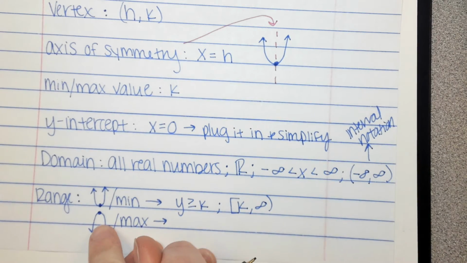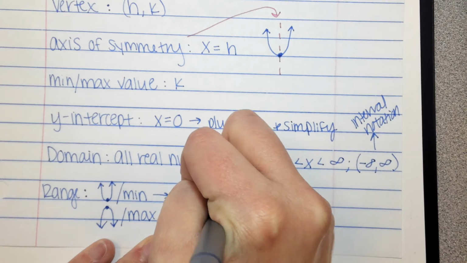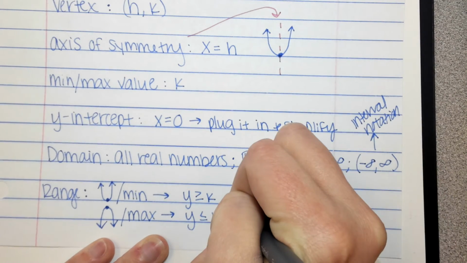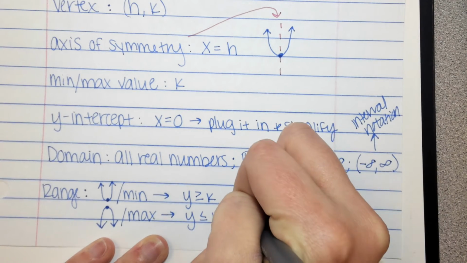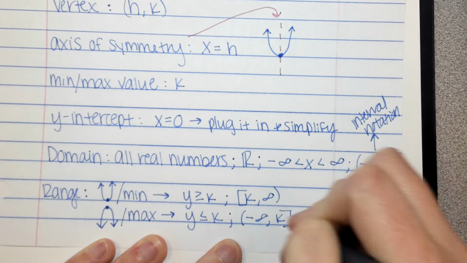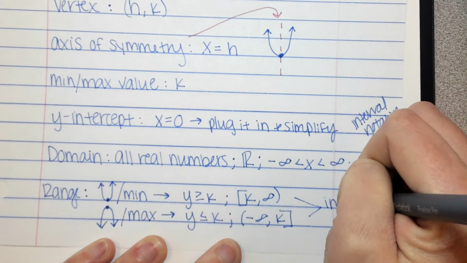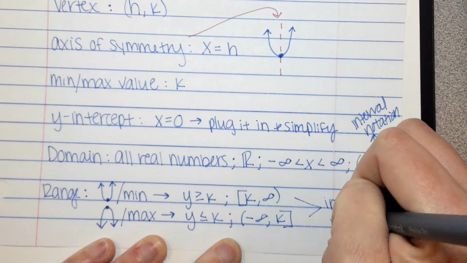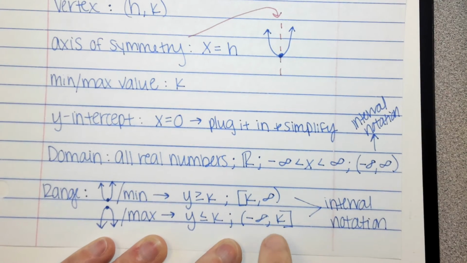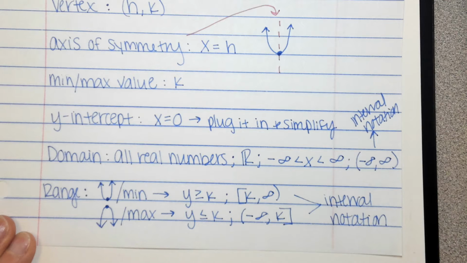All right, if you have a maximum and your parabola opens down, it's going to be y is less than or equal to k. And your interval notation will be parentheses, negative infinity, comma, k with a bracket. And so, again, that's interval notation. And you will see that in Math Excel. So you need to make sure you write that down and know what it's wanting from you.